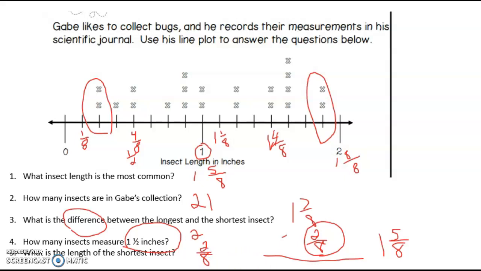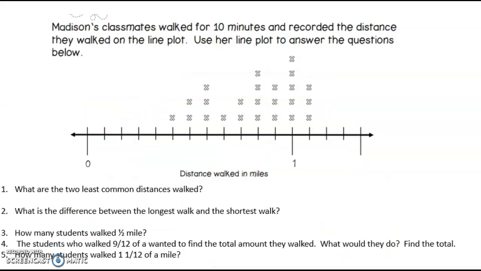All right, let's see what your independent work is. Here is your line plot for your independent work. Now, the very first thing you want to do is count the equal pieces between the 0 and the 1, because that will tell you what you're working with. Are you working with 8ths, 10ths, 12ths? What are you working with?